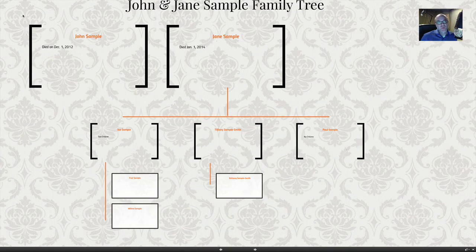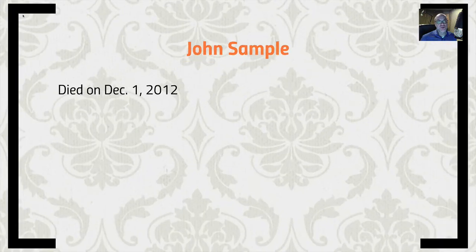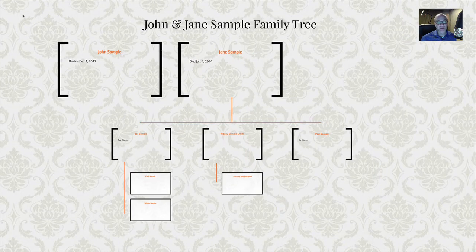And let me explain that. To illustrate, let's start with the hypothetical of John and Jane Sample. Here's their family tree. John and Jane are married, have been married for a long time. They have 3 children, Joe, Tiffany, and Paul. Joe has 2 children, Fred and Wilma, and Tiffany married a man named Smith, so her name is Tiffany Sample Smith. She has 1 child named Brittany, and Paul, another child of John and Jane, has no children. So John and Jane have three kids, and they have 3 grandchildren.